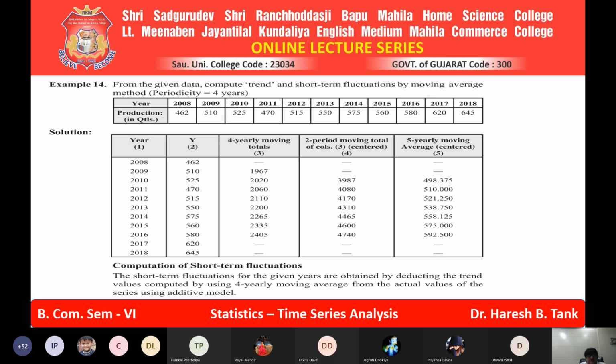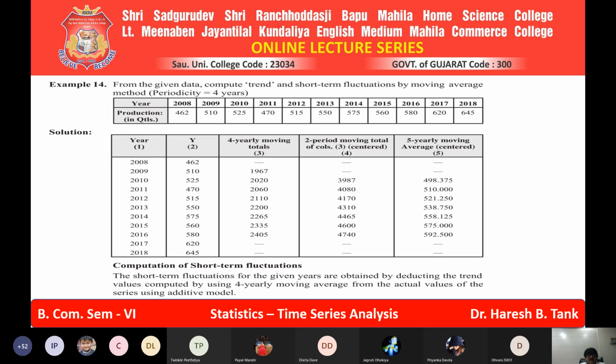Okay, I suppose all of you are getting the value of 4 yearly moving averages as it is shown in column number 5, which is given to you, right? What was the question now? The question was to get short-term fluctuation. To get a short-term fluctuation, here you can add one more column. Add one more column as short-term fluctuation as Y minus T.